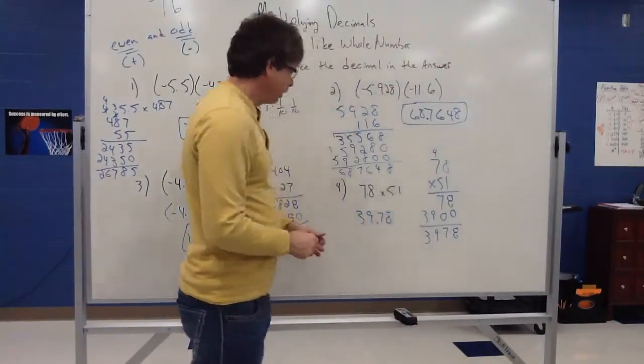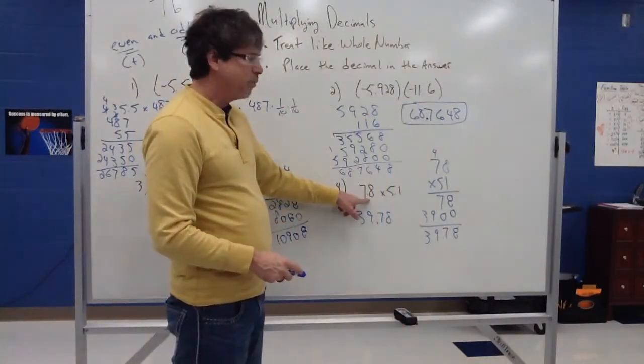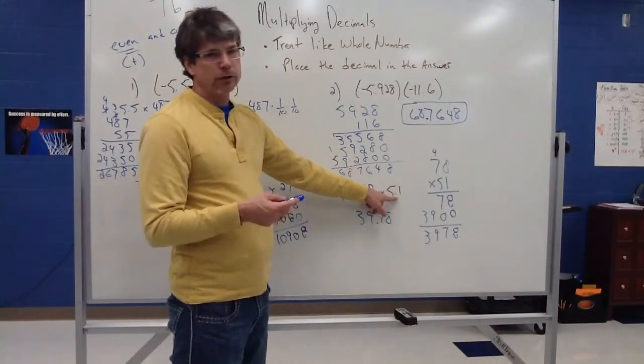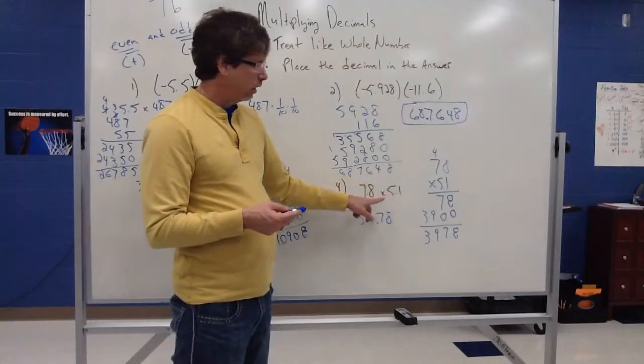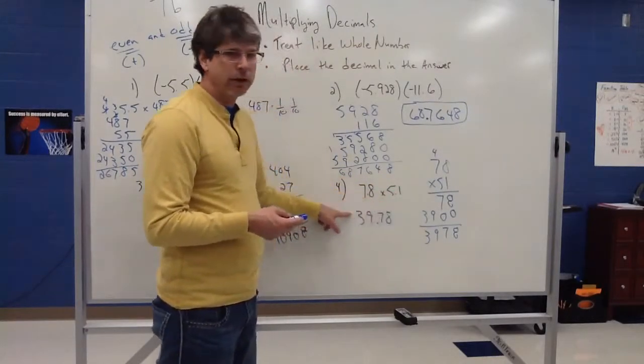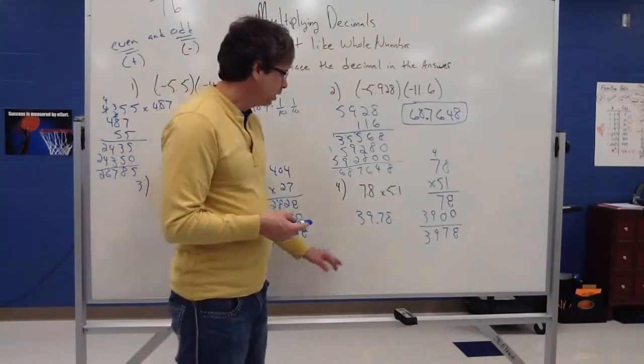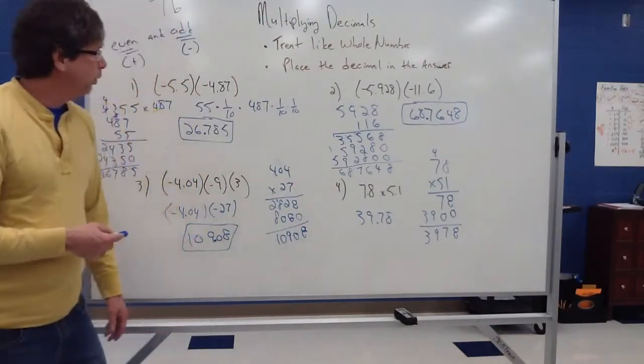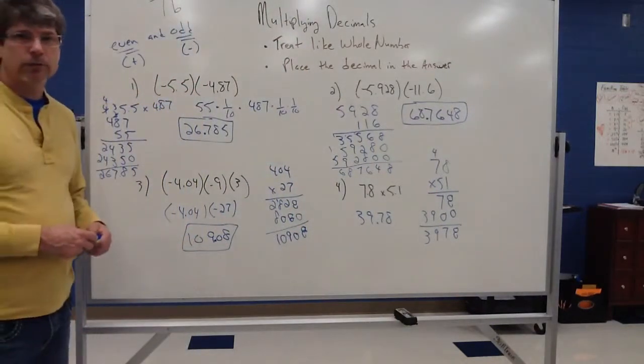And again, if you use estimation, 7.8 is close to 8. 5.1 is close to 5. 8 times 5 is 40. So the answer should be pretty darn close to 40, and that is. So I feel pretty good about that answer. So there's a little review of multiplying some decimals. Stay tuned.